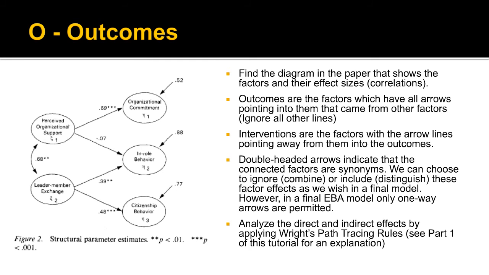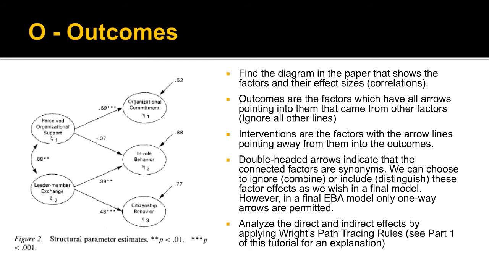For instance, this shows arrows coming into the outcomes with numbers off to the side. Those are error lines, and we can ignore those. We are only interested in the arrow lines that come from a causal factor into an outcome factor when analyzing a designative claim. The interventions are the causal factors. Those are the ones, again, with the arrow lines pointing away from them into the outcomes.